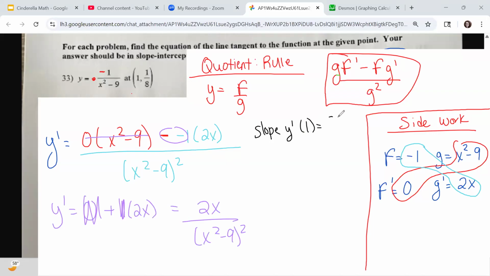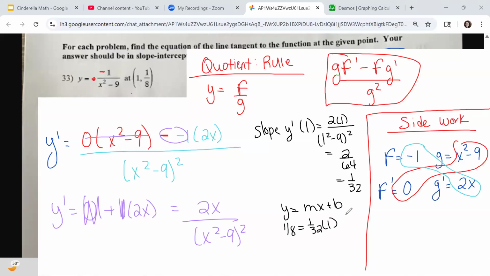We already did that. That was 2 times 1 over 1 squared minus 9 squared. That came out as 2 over 64, reduced to 1 over 32. And then we did y equals mx plus b, and that was an eighth equals a 32nd times 1 plus b. Solve, solve, solve, and b came out as 3/32, giving us a final tangent line of 1 over 32x plus 3 over 32. That's using quotient rule once I got the quotient rule in the right order. Woo! 34. Last one.